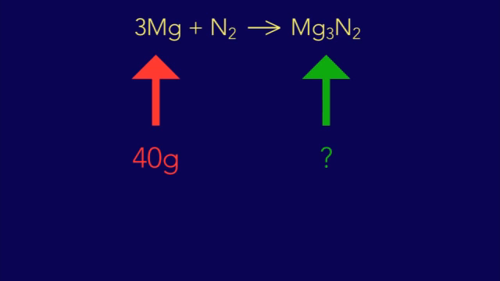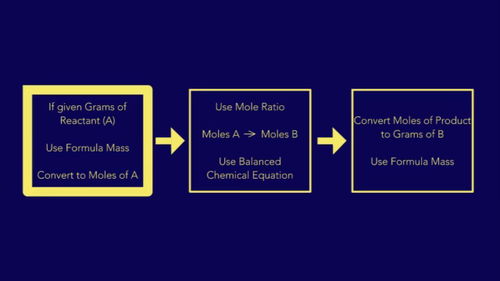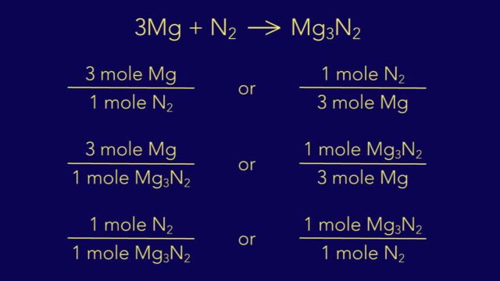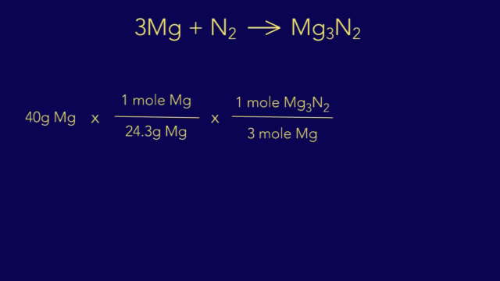Start by writing what we are given. The chart says that we'll need to convert to moles of reactant first. Now remember, we use the periodic table to find the formula mass. The formula mass for magnesium is 24.3 grams per mole. If we stop the calculation here, we get moles of reactant. We've got a ways to go. We need to get to grams of product. Which mole ratio will we use? That's right, we want moles of magnesium on the bottom and moles of magnesium nitride on top of our conversion factor. So the problem now looks like this.